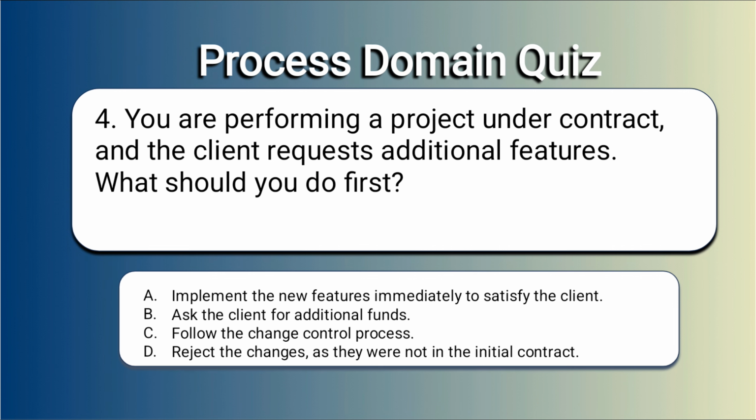Four. You are performing a project under contract, and the client requests additional features. What should you do first? A. Implement the new features immediately to satisfy the client. B. Ask the client for additional funds. C. Follow the change control process. D. Reject the changes, as they were not in the initial contract.